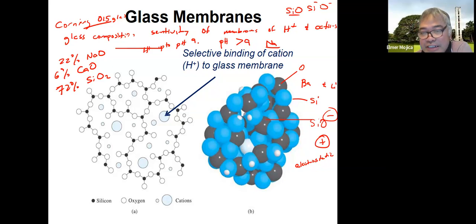So that's why singly charged cations like sodium and lithium, we could say, are mobile in the lattice. And they are, we could say, responsible for the electrical conduction within the membrane. But why do you think H plus is preferable? And then Na plus and then Li. What do you think is the main reason? Anyone?